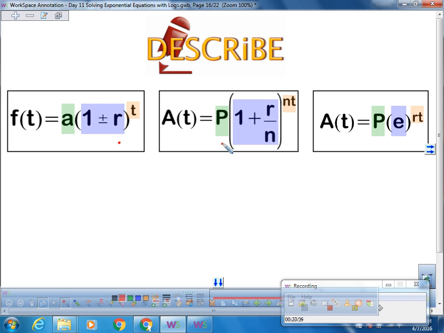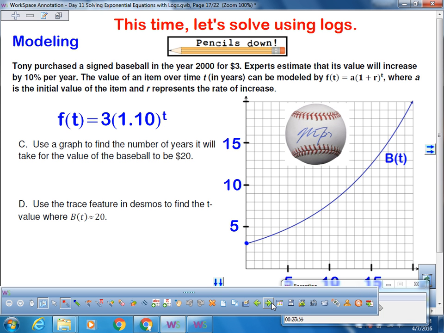When do we use the n? Carrie, you had your hand up. When you've got quarterly, semi-annual, and you're compounding something, right? When do we not use n at all? When it's continuous. All right, got it? So let's go back to the problems we did on that worksheet.